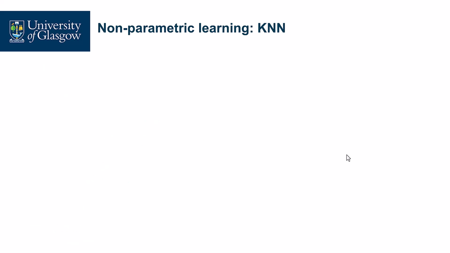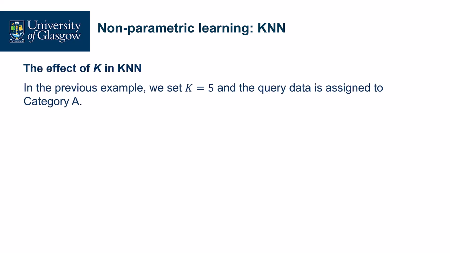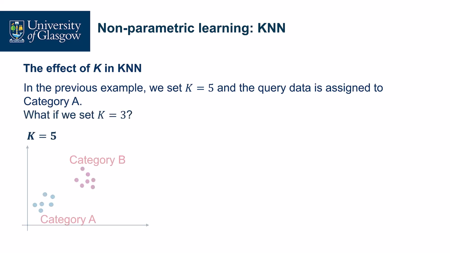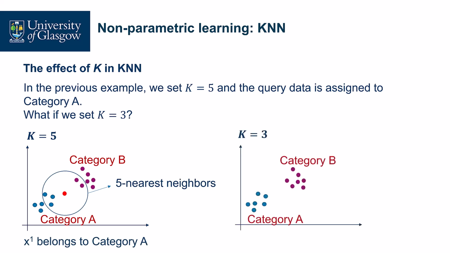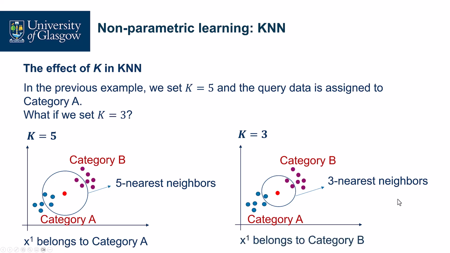Remember just now we set k equals to 5. This is what I randomly set. So what about if I use a different k? Let's try one. If k equals 3, then what will happen? We need to find the 3 nearest neighbors of X1. We can see they are here. Now there are 2 votes for category B and 1 vote for category A. So in this case, with these 3 nearest neighbors, X1 belongs to category B, an opposite conclusion.